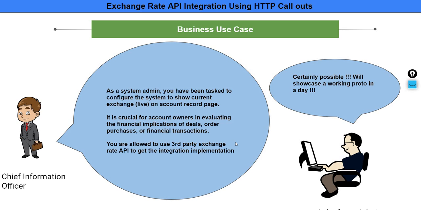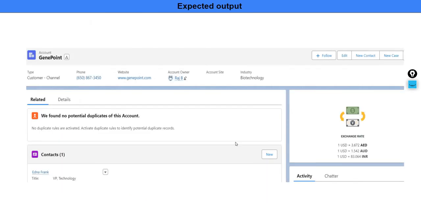Again, as a system administrator, we're going to do it without writing a single line of code. So let's see how we can do it. There are certain steps that we need to follow to get this implementation done. We'll go through each step one at a time, and then we'll implement the same. Finally, once the implementation is completed, this is how it will look. You will start seeing the exchange rate, something like this.